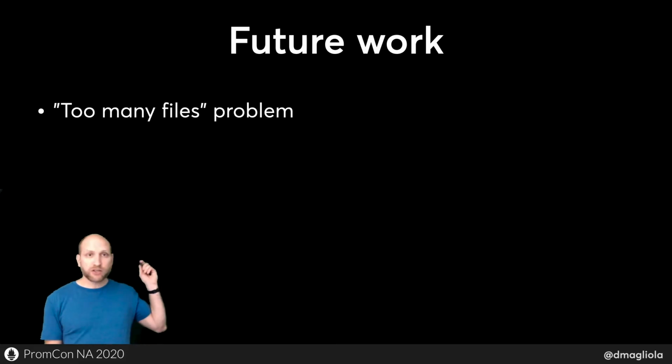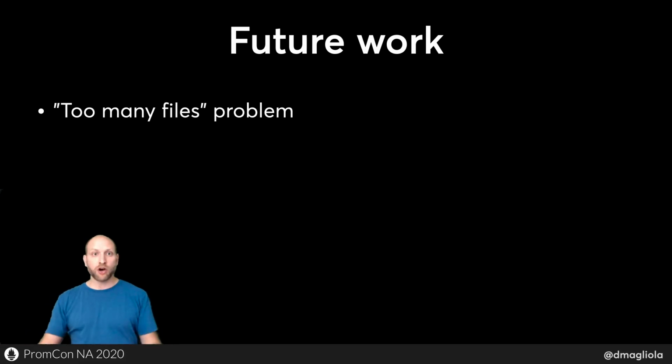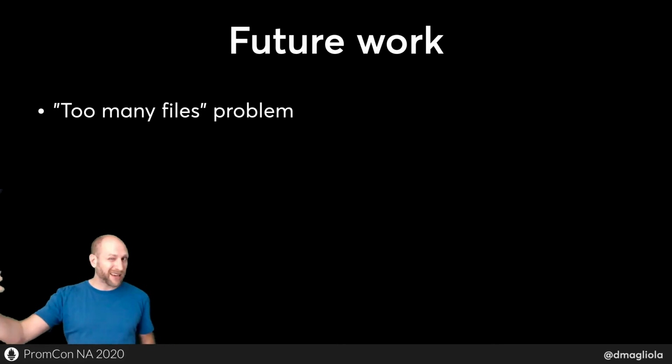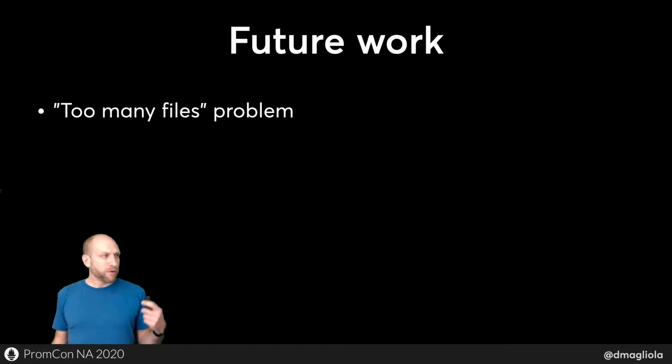First of all, we have the too many files problem. Now, to keep contention low, as I mentioned, we keep separate files for each metric in each process. That means if you have a lot of metrics, you're going to have a huge number of files, and you end up getting problems from that. So what we want to do is give you the choice to trade off having maybe more contention but fewer files, and maybe that'll help.